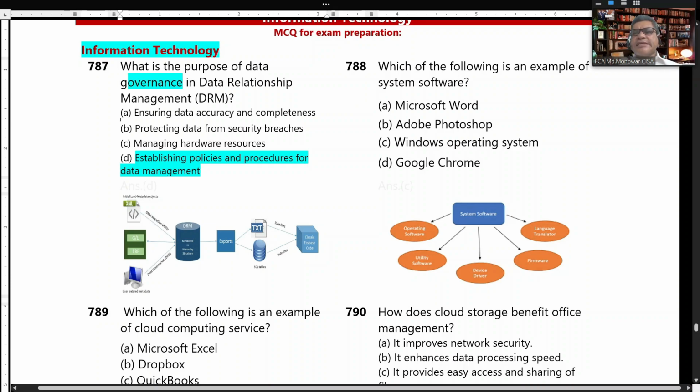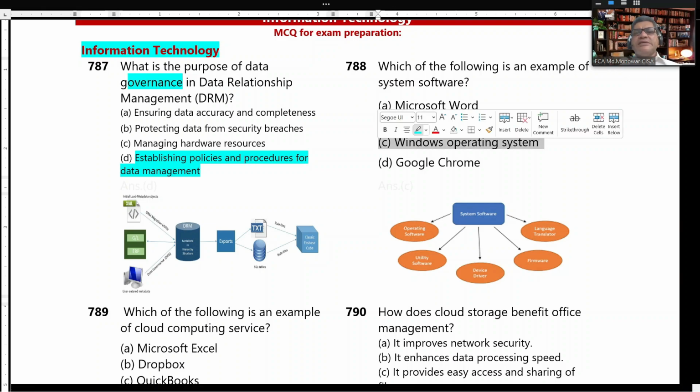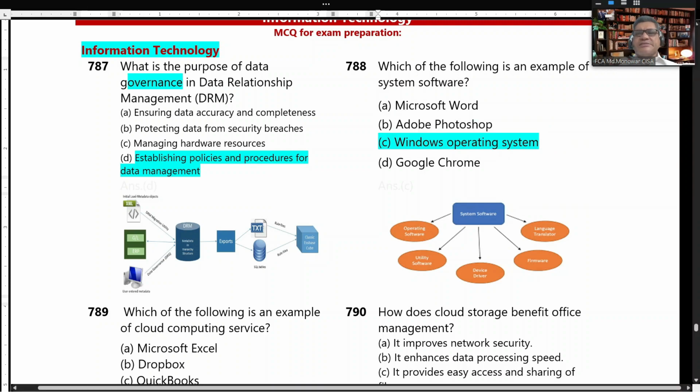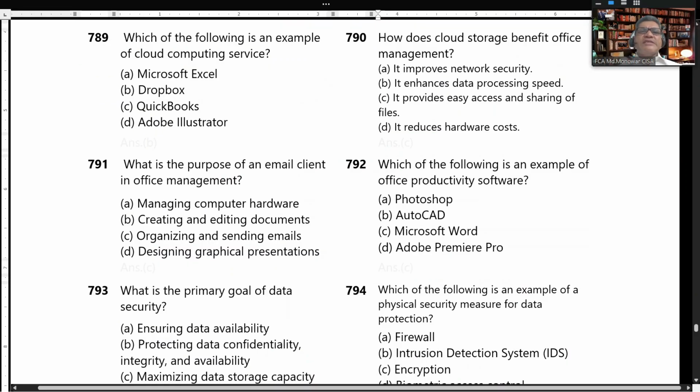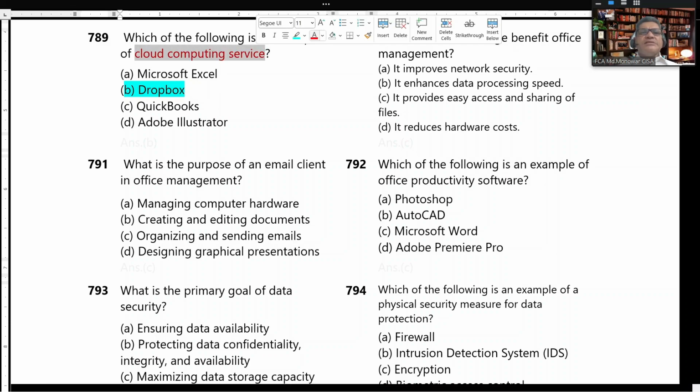Which of the following is an example of system software? So what is system software? Microsoft Word, Adobe, Windows operating system, Google Chrome. The answer is Windows operating system, which is operating system software. Which of the following is an example of a cloud computing service? Cloud computing service এর example হচ্ছে যেমন Microsoft Excel নাও, Dropbox. So here the example of a cloud computing service is Dropbox.